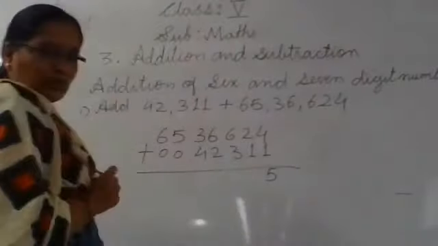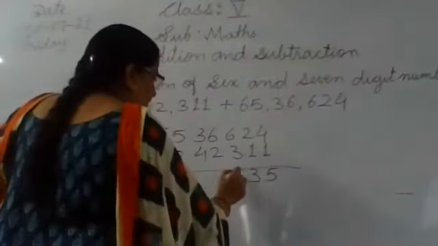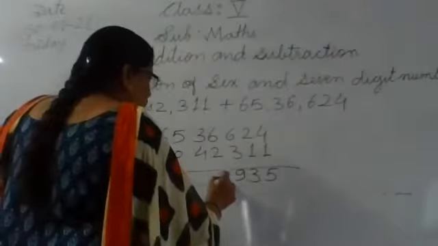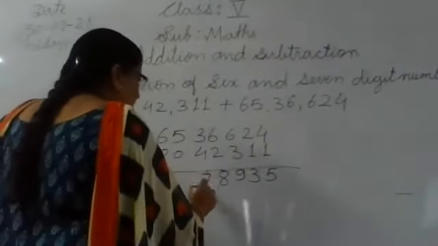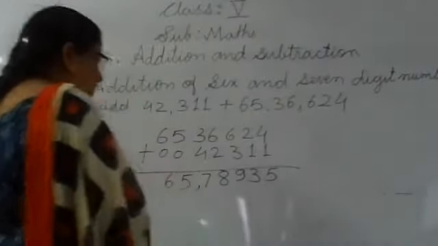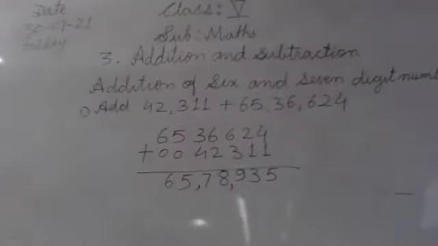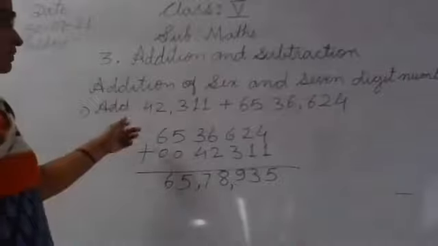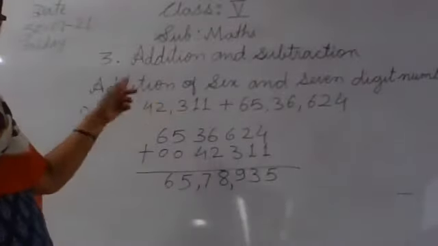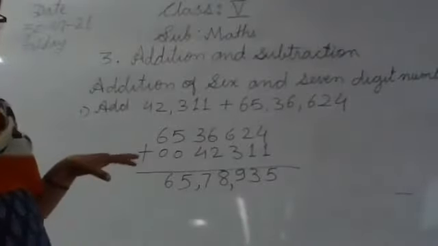4 plus 1, 5. 2 plus 1, 3. 6 plus 3, 9. 6 plus 2, 8. 4 plus 3, 7. 5. So the answer is 65,78,935. Okay, children. So in this way, you can add 6-digit numbers and 7-digit numbers.